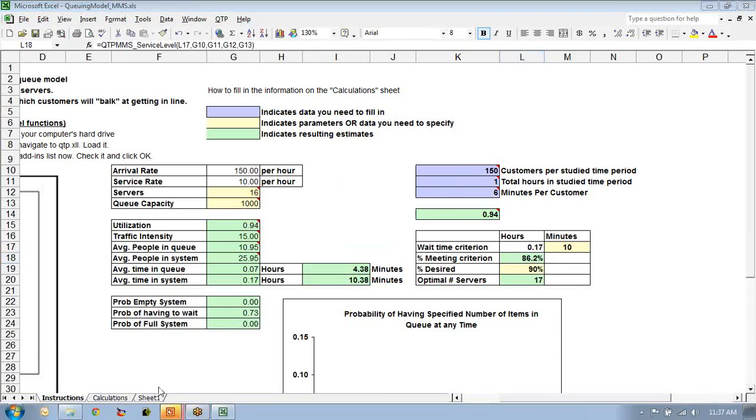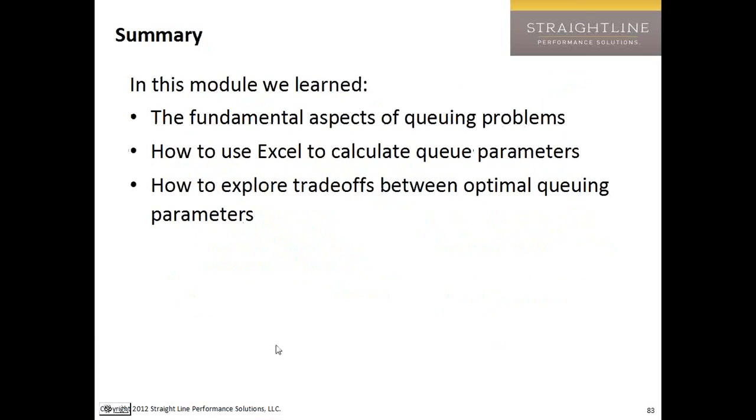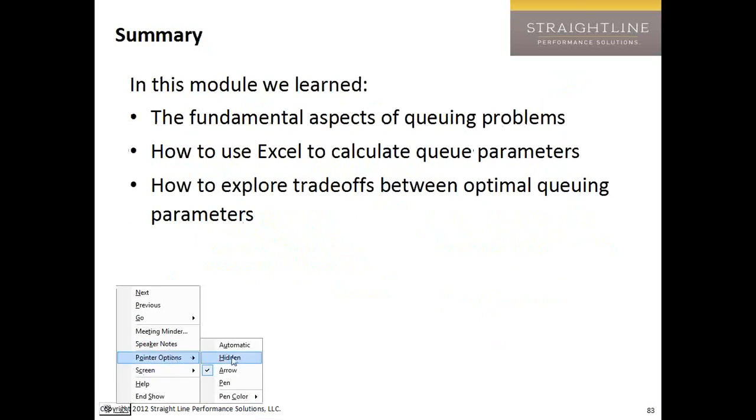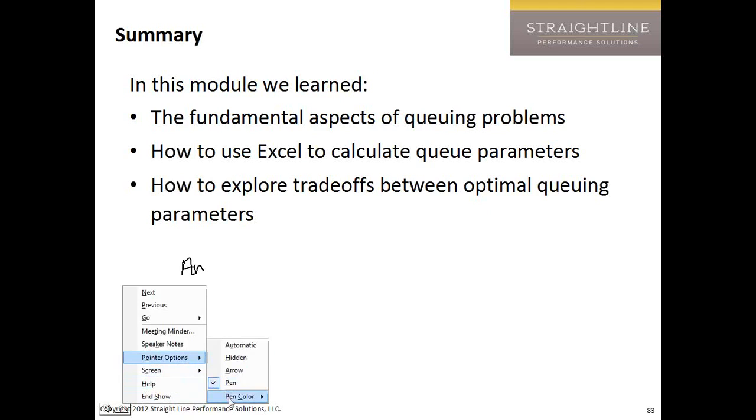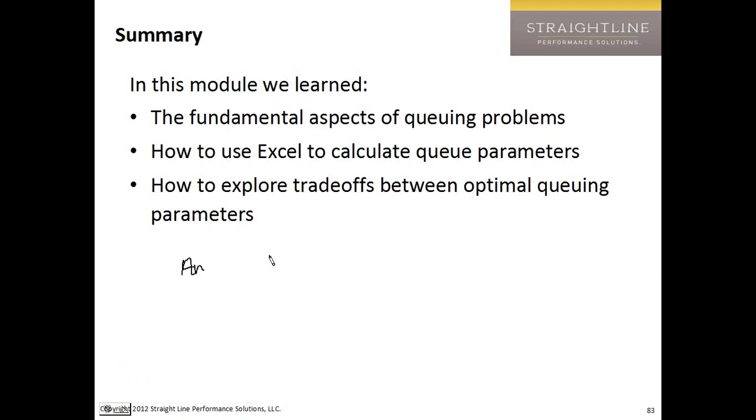Let's just summarize this for a moment. What did we cover? What we covered is really the fundamental aspects of queuing problems, right? And if you'll remember, for queues, what's fundamental is the arrival rate, the arrival. Let me change the color of the pen here. Let's go to blue. The arrival.